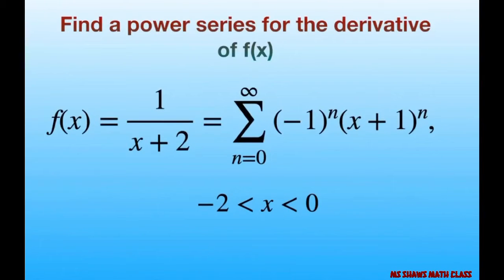Everyone, we're going to find a power series for the derivative of f of x equals 1 divided by x plus 2, which is the sum from n equals 0 to infinity of negative 1 to the nth power times x plus 1 to the nth power. And this is your interval of convergence for our infinite power series.